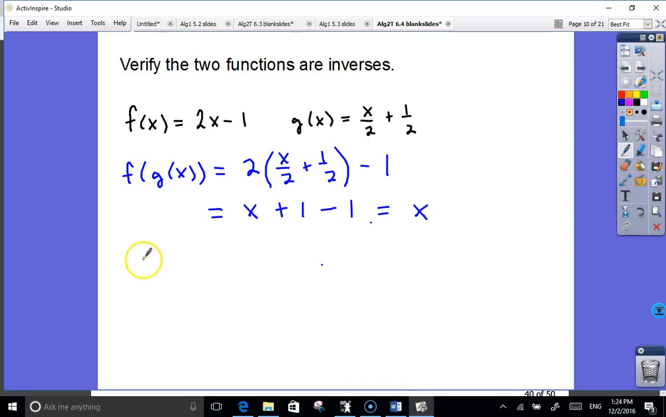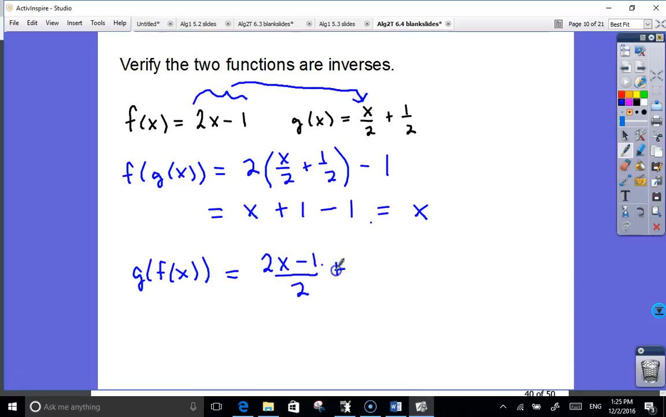So now I've got to do g of f of x. Now I've got to take this and put it into that. So that'll be 2x minus 1 over 2 plus 1/2, right, which is 2x over 2 minus 1 over 2 plus 1/2, which is x. Okay, so both of them equaled x. That is the confirmation that these are inverses.